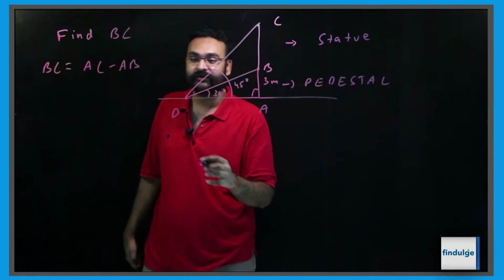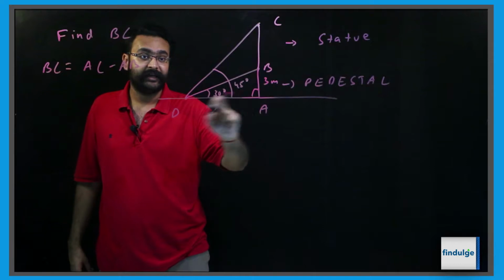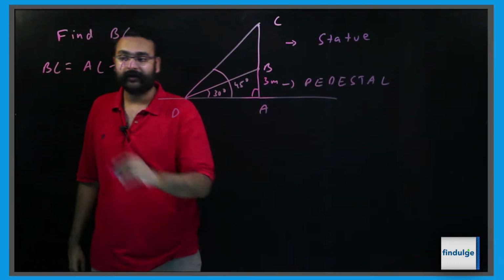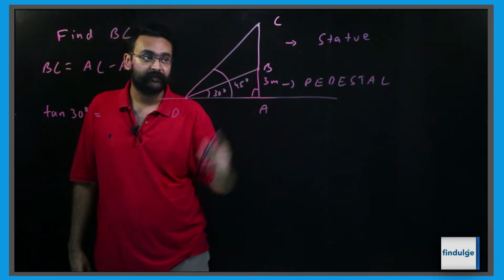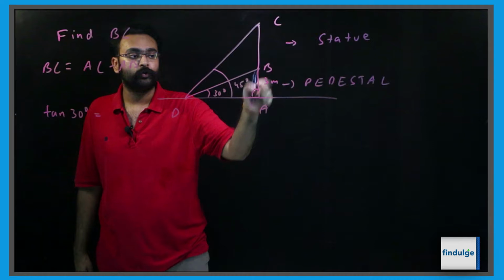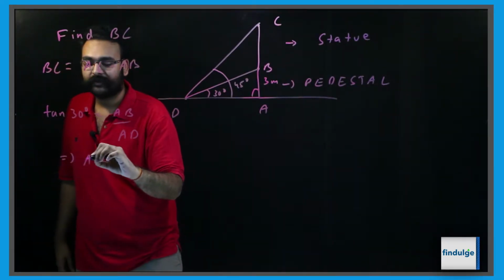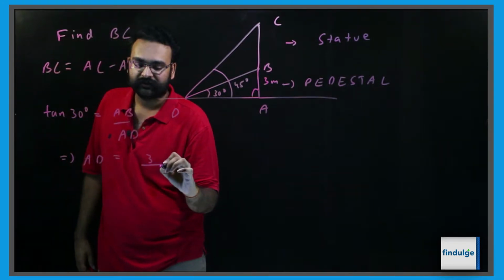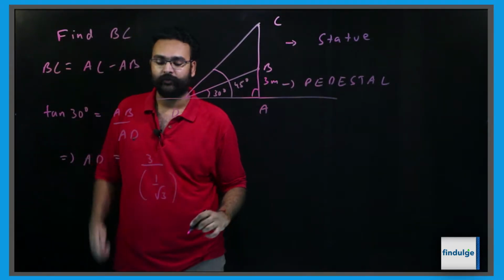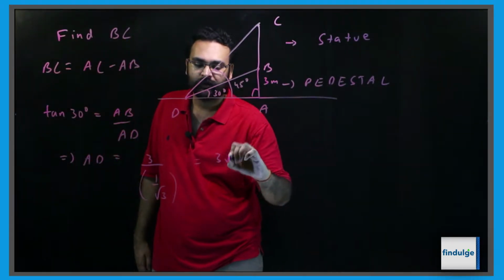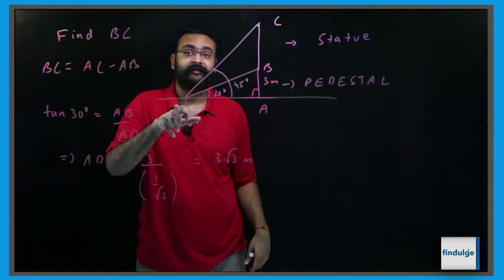So just like in the previous question, I know my height or my perpendicular, I need my base, so I will use tan. So tan 30 degrees, which is the angle of D in triangle BDA, is equal to AB upon AD, which means AD is nothing but 3, which is the height of AB, divided by 1 by root 3, the value of tan 30, which becomes 3 root 3 meters. So now I have AD.